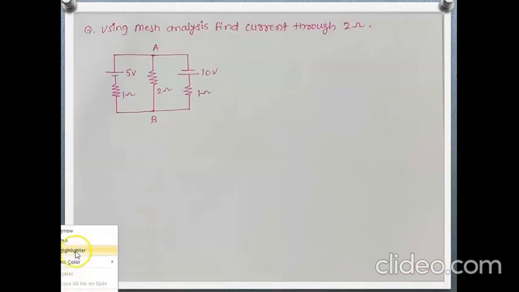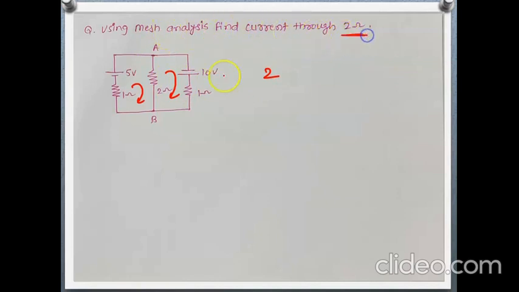Now, this is a similar question. Here also there are two meshes. This is loop 1 and this is loop 2. So we will get two equations, and we want the current through the 2 ohm resistance. The current flowing through the 2 ohm is, if the loop currents are I1 and I2, then I1 minus I2 or I2 minus I1 according to their magnitude. So try this and let me know the answer in the comment section below.